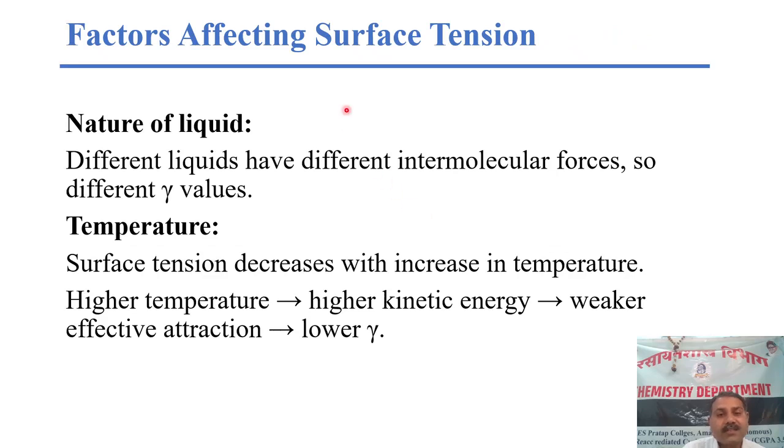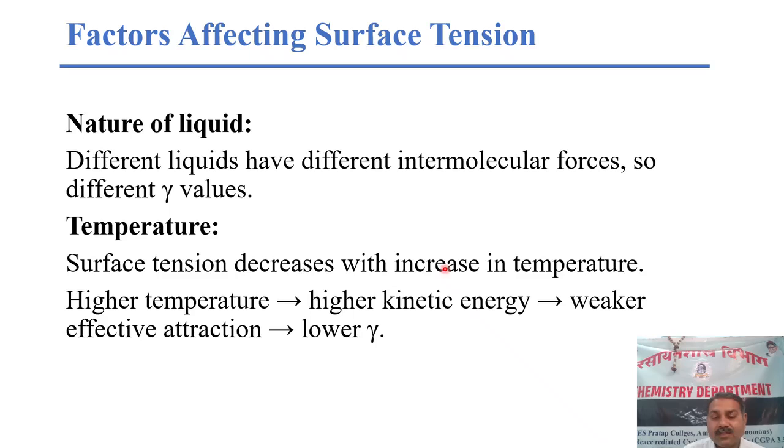What are the factors affecting surface tension? There are two main factors which affect the surface tension: the nature of the liquid as well as temperature. Nature of liquid means different liquids have different intermolecular forces of attraction. So there are different gamma values, which means surface tension is also exerted differently. The second factor is temperature. Surface tension decreases with increase in temperature.